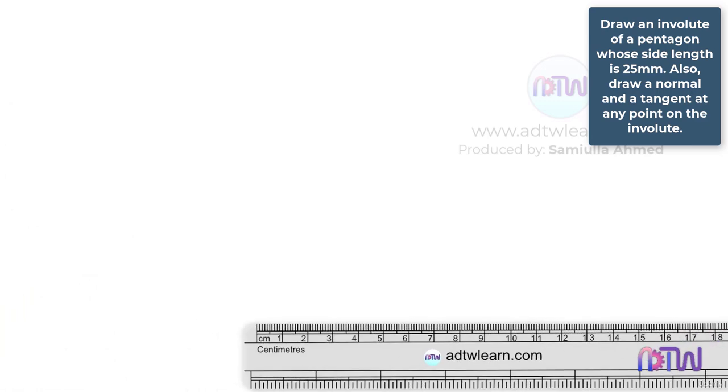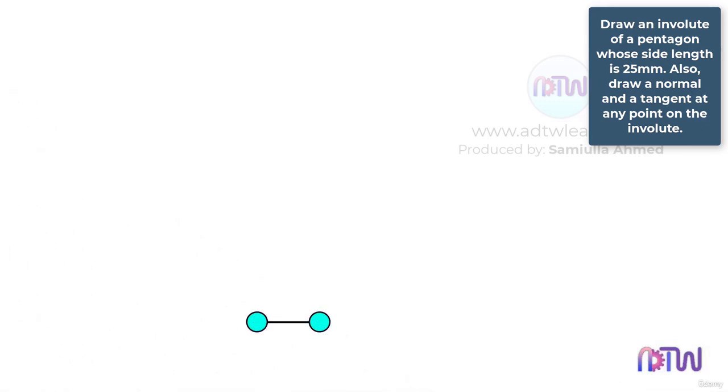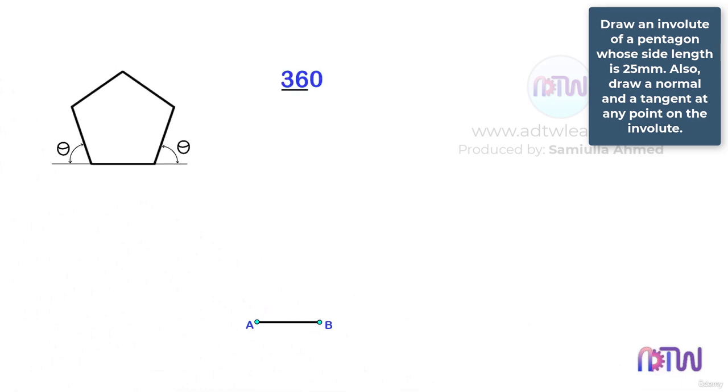Take a ruler and draw a horizontal line of 25 millimeters in length. Mark these endpoints as A and B. Next, we need to know these angles. To get this angle, we need to divide 360 degrees by n, where n is the number of sides of a given polygon. Here, the number of sides is 5, therefore we have 360 divided by 5, which will be equal to 72 degrees. Therefore, this angle is 72 degrees.